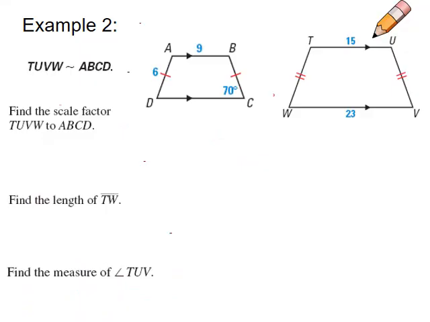So this is the second example I want you to get into your notes. In this example, we've been given that the trapezoid TUVW is similar to trapezoid ABCD. So now we know that the two are similar, and we can use our knowledge of similar figures to answer the following three questions. So the first question is asking to find the scale factor of the bigger trapezoid to the smaller trapezoid, TUVW to ABCD.